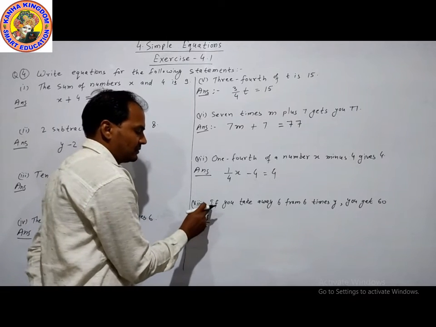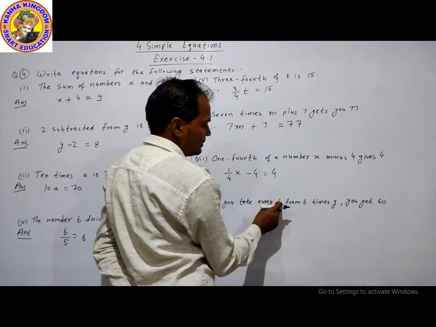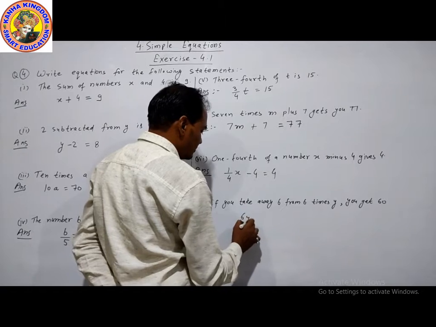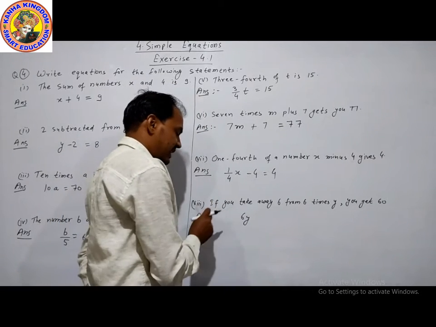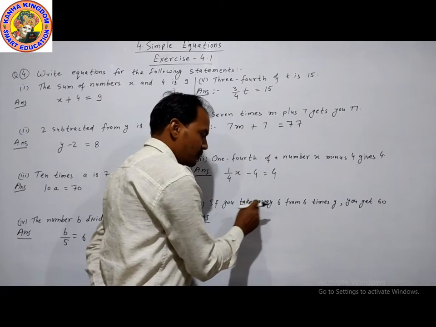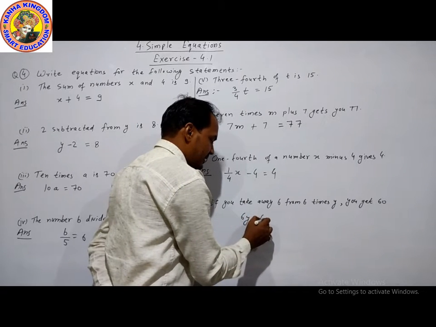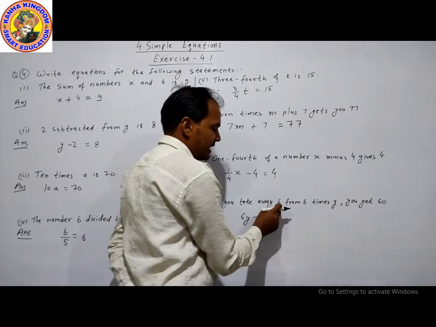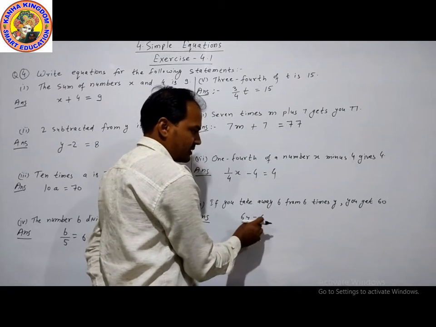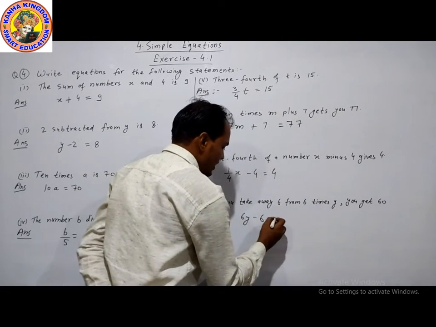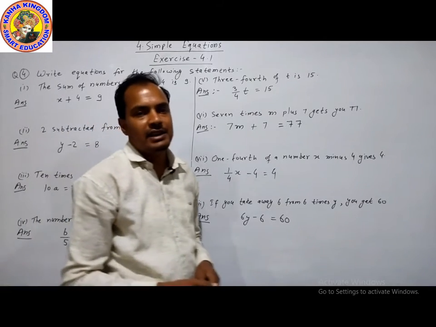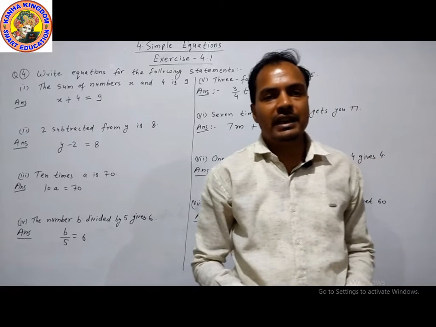The next one is, if you take away 6 from 6 times y. First of all, 6 times y is 6y. Now read the statement again. If you take away means remove means subtract 6. If you take away 6 from 6y, you get 60. The result is equal to 60. This is our equation. You can take a screenshot of this. We will move to our next question.